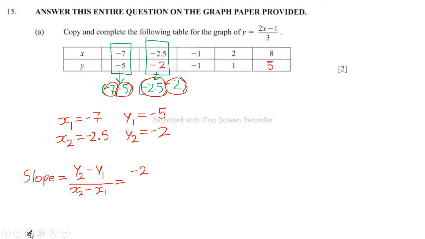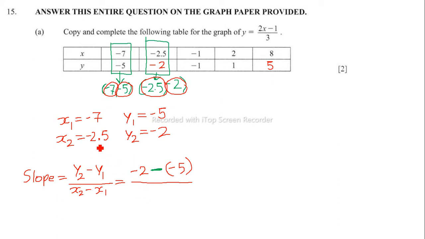Now I'm going to use a different color so we can make a distinction. It's going to be minus, open bracket. What is my y1? -5. Divided by. So this is -2, that's the y2 right there. Minus y1. y1 is -5. So we have a double negation going on here.